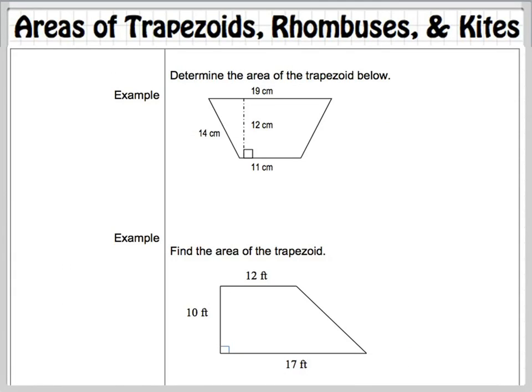All right, let's check out some examples. Let's use green. I haven't used it yet. Determine the area of the trapezoid below. Well, what two numbers are our bases?